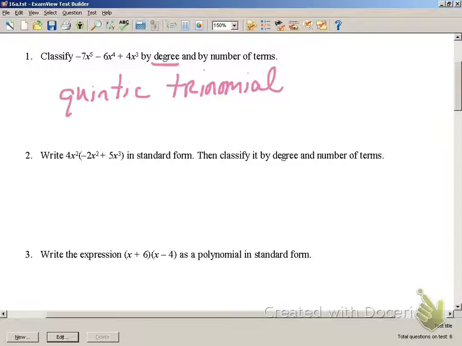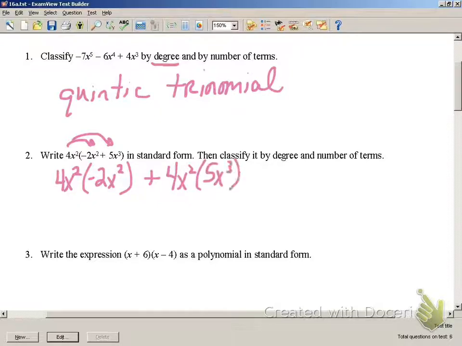Number 2, it says write 4x squared times negative 2x squared plus 5x cubed in standard form, then classify it by degree and number of terms. In order to write it in standard form, we first must multiply, distribute, combine like terms if there are any, and then put it in standard form. So when we multiply, we're going to have 4x squared, and just so some of you can see it better, I'm going to write it out this way. Plus 4x squared times 5x to the 3rd. Do you have to write it that way? No. We know that. But just so we can see it.